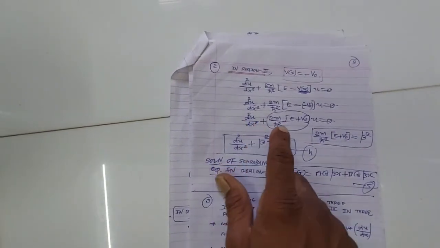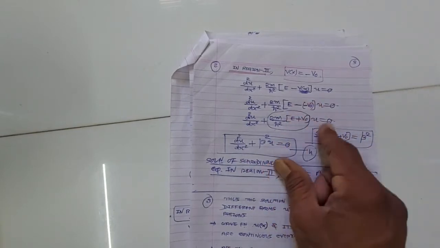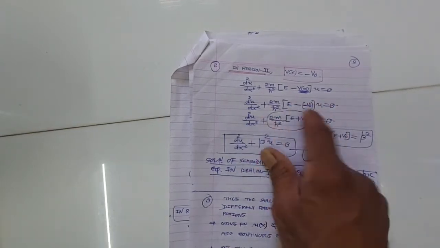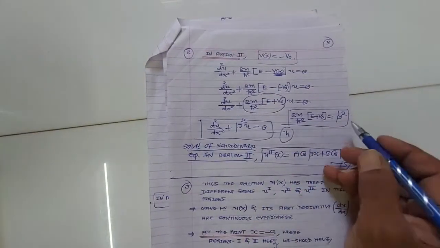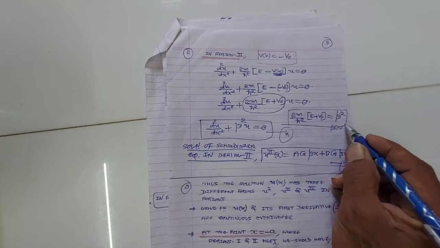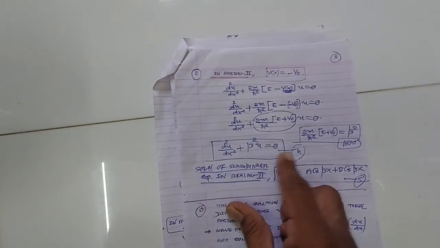So d²u/dx² + (2m/ħ²)(E − V0) u = 0, which becomes d²u/dx² + (2m/ħ²)(E + V0) u = 0. This term 2m/ħ² (E + V0) is a constant, defined by β², where β is a positive constant, right? So d²u/dx² + β²u = 0.